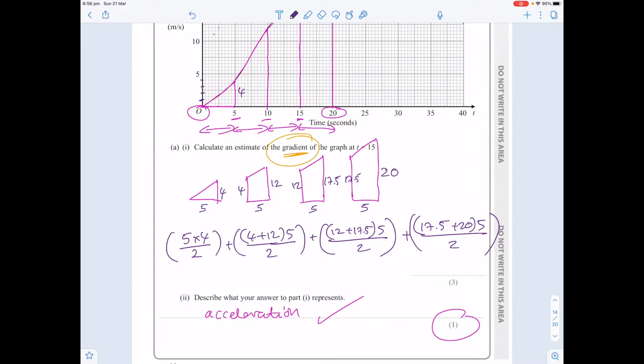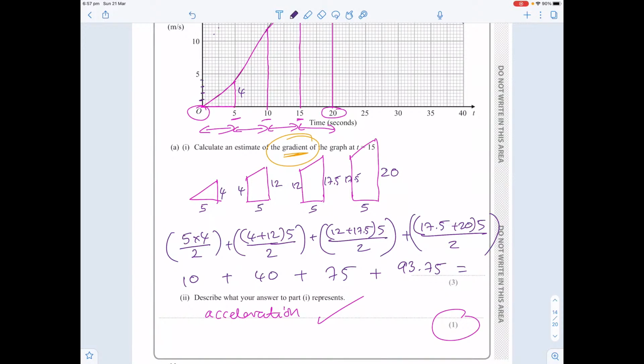If you can go and do that calculation, I'll just do mine. 5 times 4 divided by 2, we get 10 for this one. 4 plus 12 times by 5 divided by 2, we get 40 for this one. Then 12 plus 17.5 times by 5, divide that by 2, we get 75. And the final one, 17.5 plus 20 times by 5, divide by 2, we get 93.75.